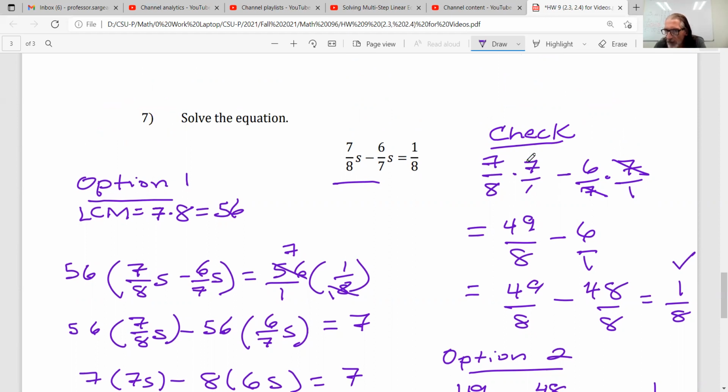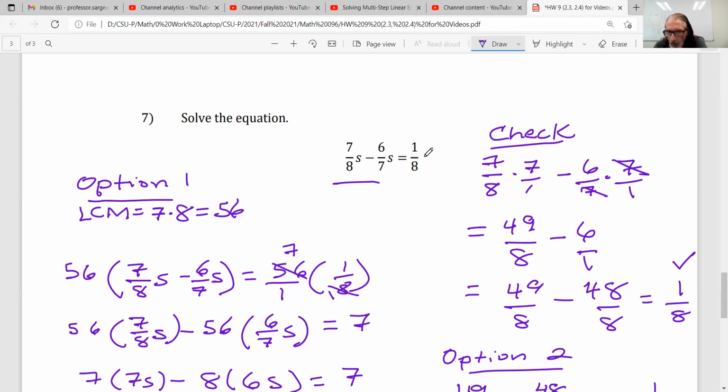Whereas over here, if you want to think of that 7 as 7 over 1, no reducing can occur. So we're going to have to multiply straight across and get 49/8. To subtract the 6, I'll multiply top and bottom of 6 over 1 by 8 over 8 to get 48/8. And now I can subtract with the same denominators. 49 minus 48 is 1. The denominator stays the same. It's 8. And that's what we wanted on the right-hand side.